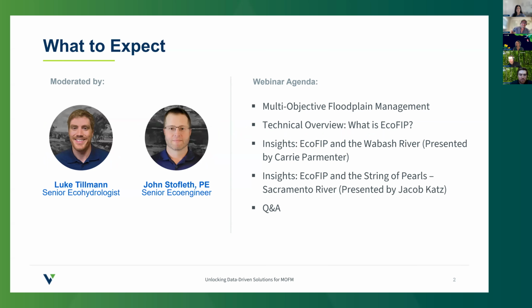Thanks, Christina. First, I'd like to take a moment to offer a warm welcome and thank everyone for their interest in our webinar today. My name is John Stofflet. I'm a senior eco-engineer with Verdantas and have been with our legacy company, CBEC, for almost 16 years now. Most of my career is focused on river and floodplain rehabilitation, with some of my larger projects being associated with levee setbacks on the West Coast.